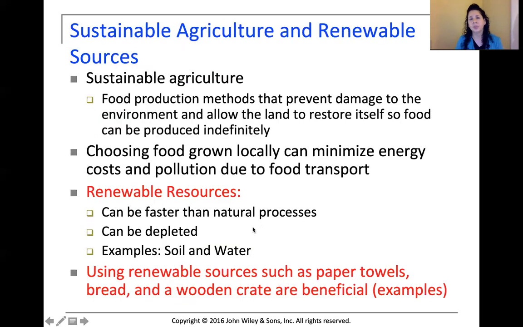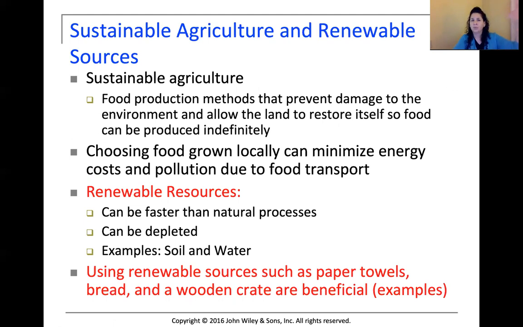Sustainable agriculture and renewable sources. So this is awesome. Whenever we say the word sustainable, it really means that we are looking for methods that are going to be able to continue on and they're good for the environment, right? So choosing, as we said before, locally grown produce and minimizing the transportation.